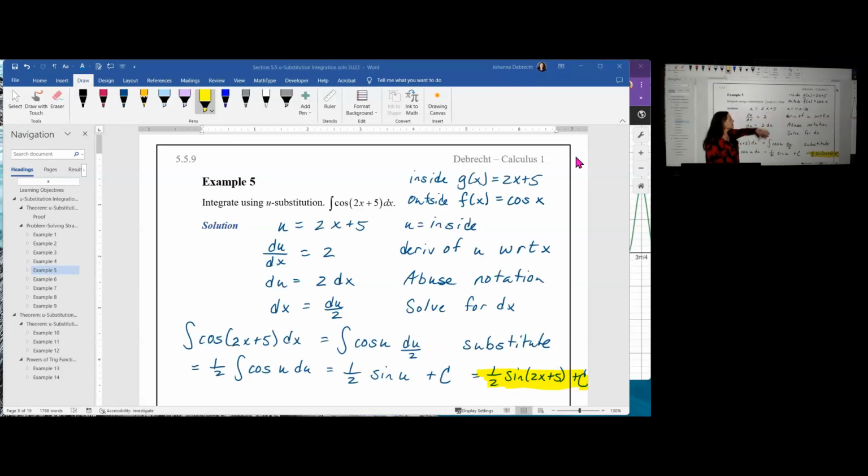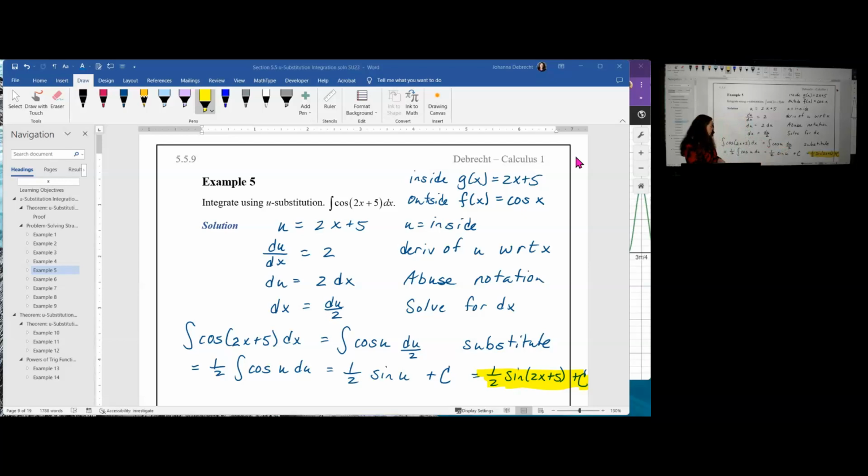Once we set u to be the inside function, we take the derivative with respect to the original differential. This gives us the constant 2. And we abuse the notation to swing the differential dx to the opposite side. In this problem, whether you're solving for the differential dx or trying to get what's left in the integrand, you're doing the same thing, isolating the differential dx, which gives us du divided by 2. Next, we're going to substitute these things into the original integrand. We replace 2x plus 5 with u and the original differential dx with du over 2.